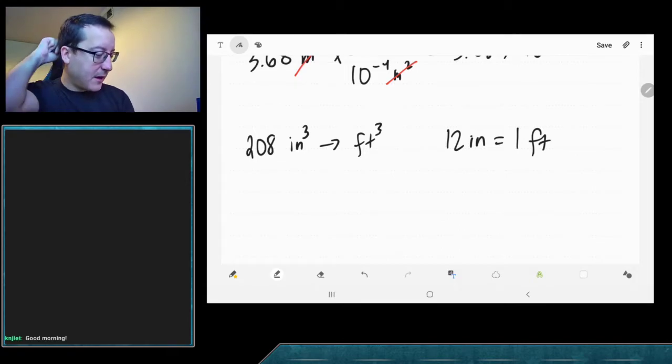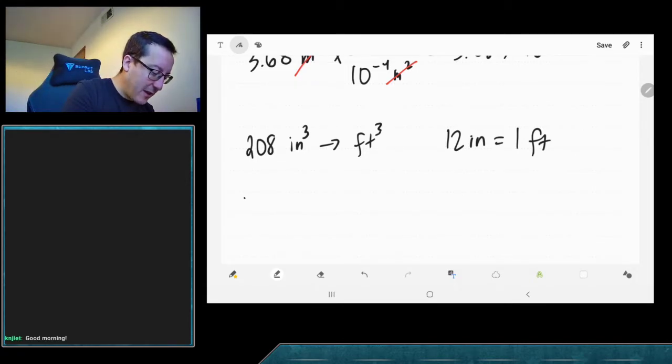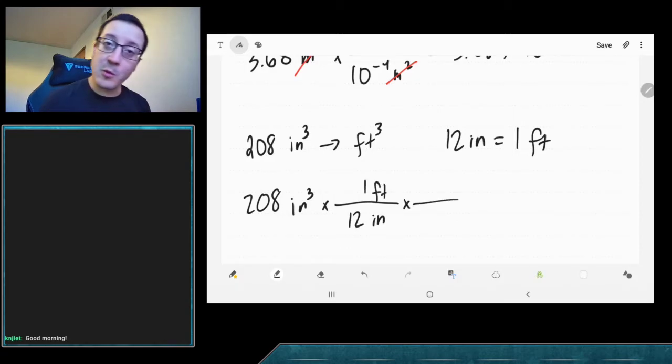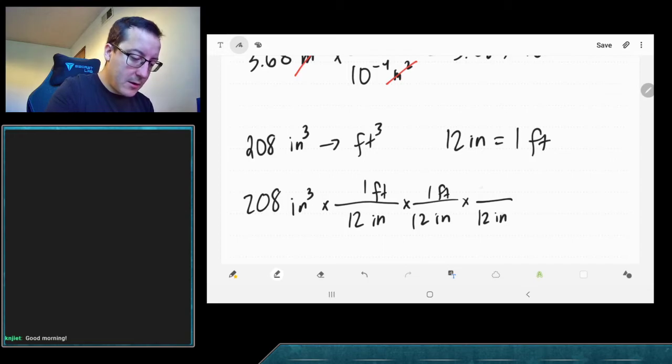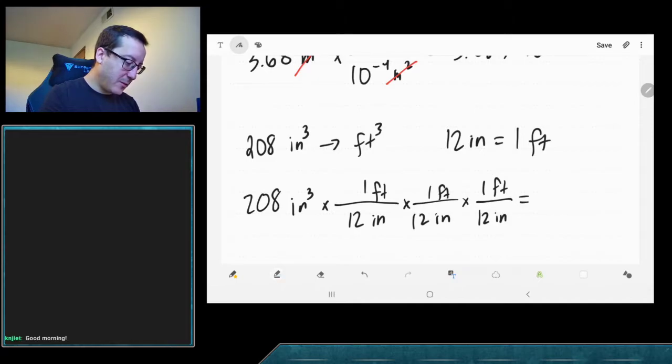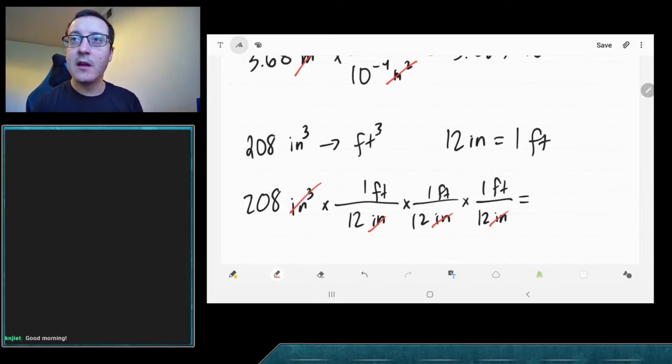And so if we have cubic units, again, we could do it 2 different ways. We could do this 3 times. So just like before with the squared ones, we had to do it twice. This time we're going to do it 3 times. And finally, we'll be able to see, okay, 1, 2, 3 of the inch units will cancel out cubic inches. And we'll see that feet times feet times feet is cubic feet.